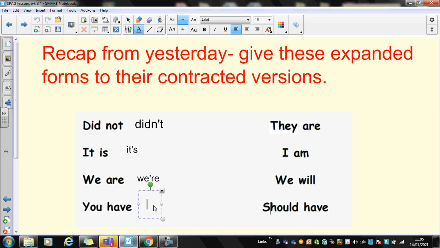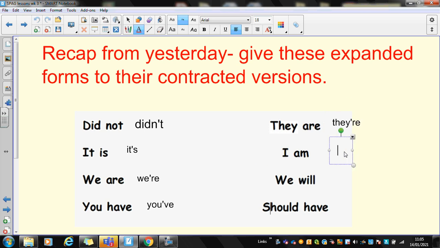You have can be contracted to you've, with the apostrophe after the U. They are can be contracted to there. There are lots of spellings of there, but it's this one you need, with the apostrophe in, of course, after the Y.